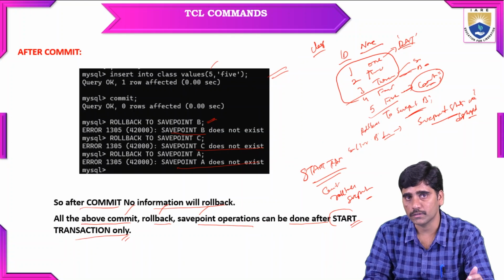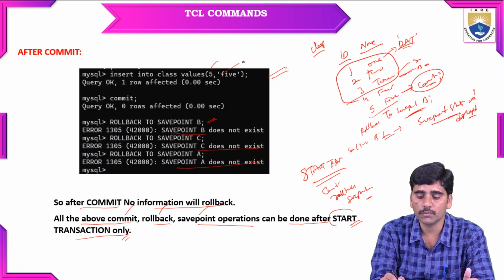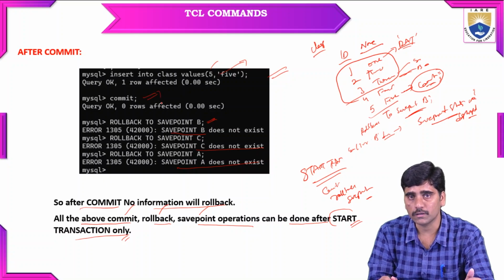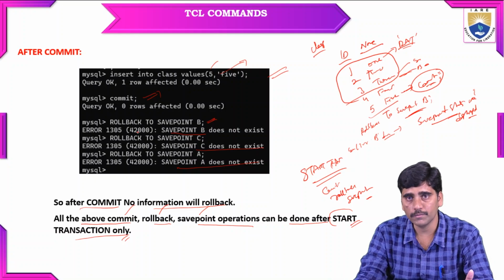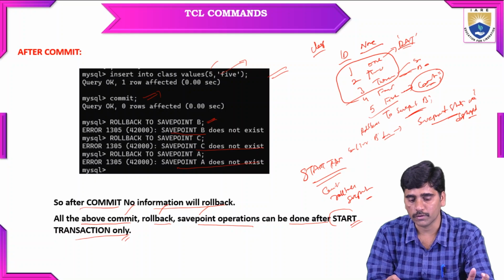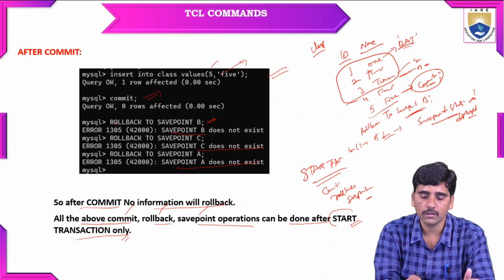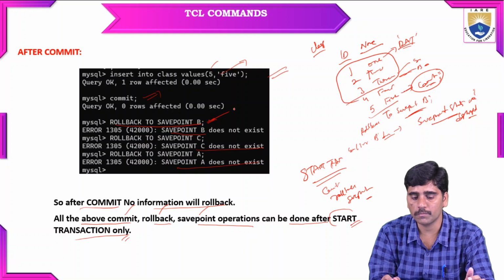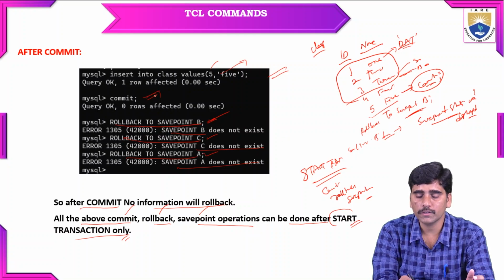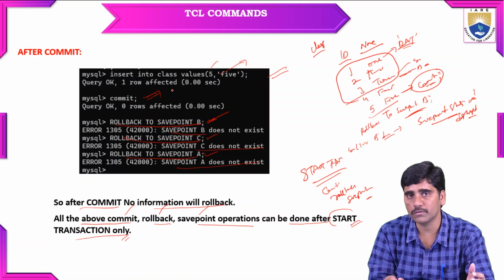Now after the commit operation, if I insert one more value, the 5th value, and perform the commit operation, will rollback work or not? Check here. After performing the commit operation, rollback will not work. Rollback to save point B will not work. Rollback to save point C will not work. Rollback to save point A will not work, because after the commit operation, all the transactional operations you performed will be saved permanently. So now you are not able to roll back the data.